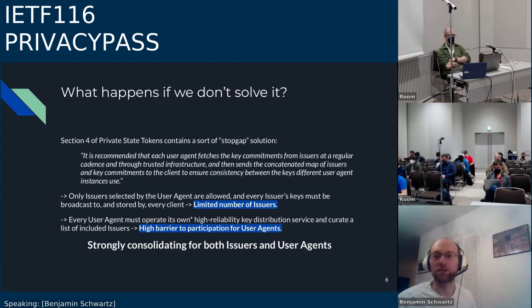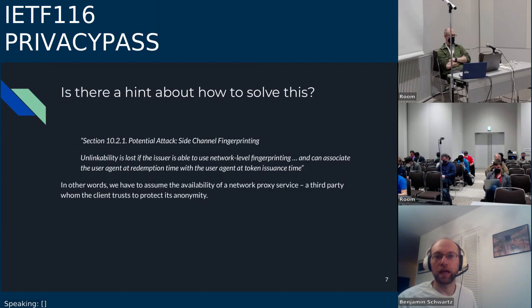So in my view, this is strongly consolidating, and that might be a good reason to see if we can do better. And I do think there's a hint about what the right solution looks like. This is repeating myself for people who've seen the double check work, but this is again a quote from the private state tokens work, which says a version of something that many of our documents say, which is that if the issuer can use network level fingerprinting, then it can probably break the privacy guarantees of Privacy Pass.